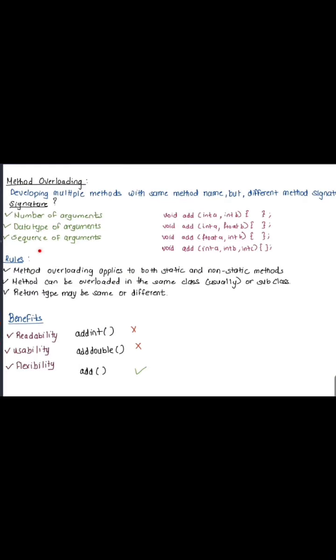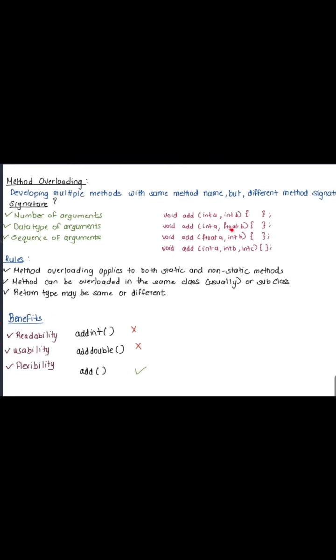Let's consider an example of a calculator. Say you want to add multiple numbers. Let's say you want to add two integers. So I'm creating a method called void add int a comma int b, and then I can print a plus b. Okay. Now I want to add one integer and one float.